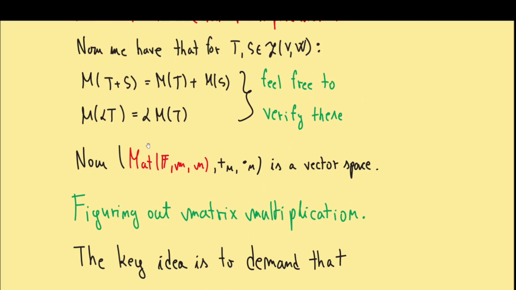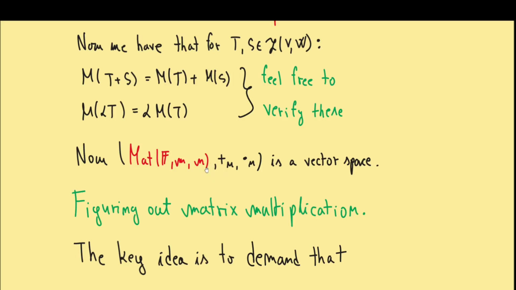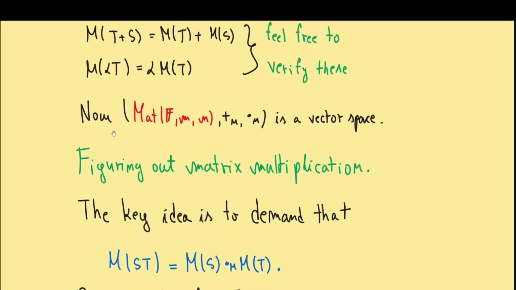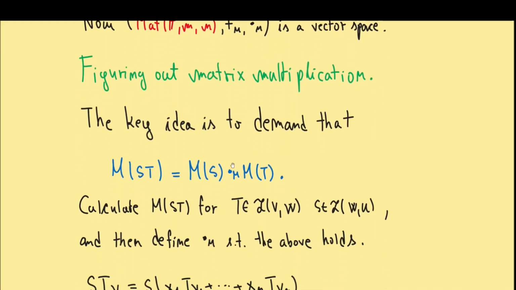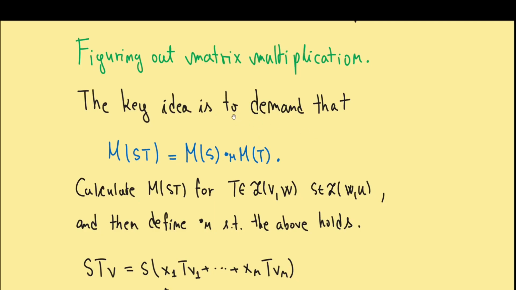You're free to verify that these hold using the definition of function addition and the definition of the matrices we just gave for some appropriate linear transformation. And now this space over here, the matrices with scalar entries of dimension m rows and n columns with these appropriate operations, this space is a vector space. And now we move on to the real meat and bones of this whole thing, figuring out matrix multiplication.